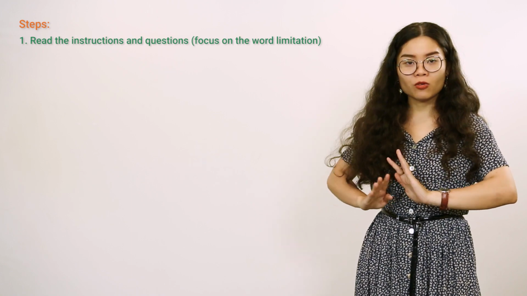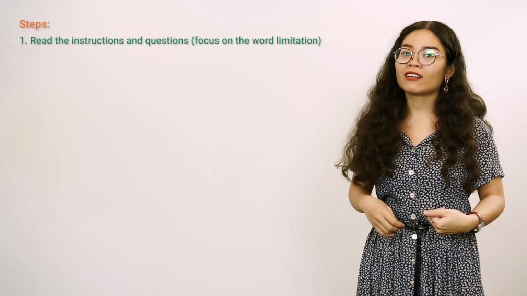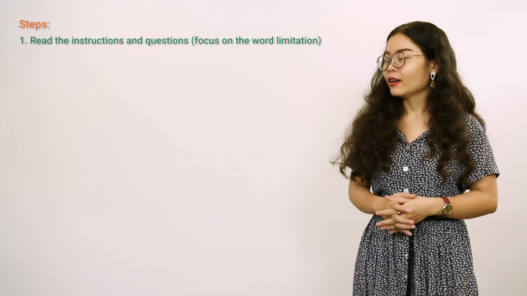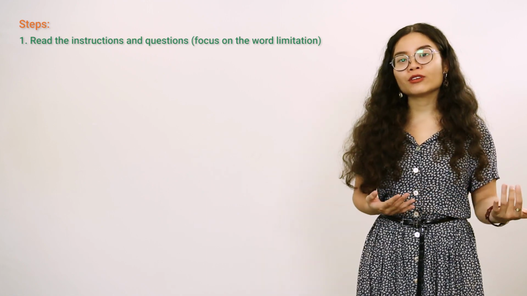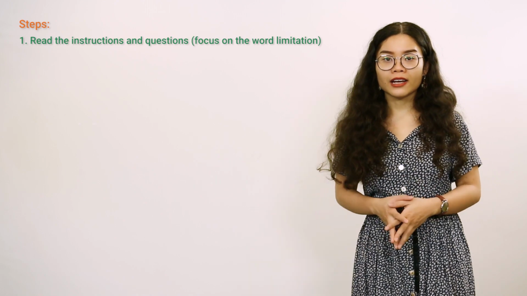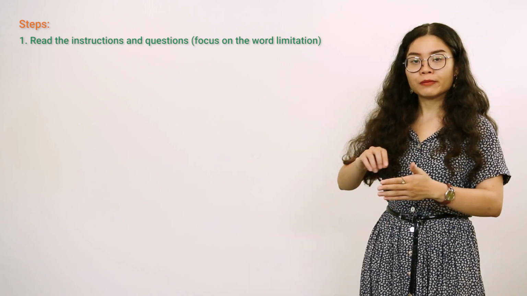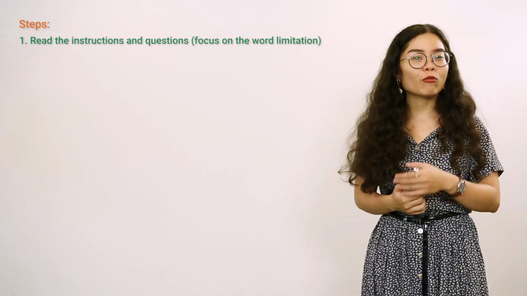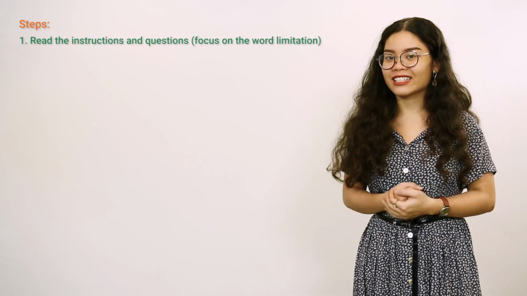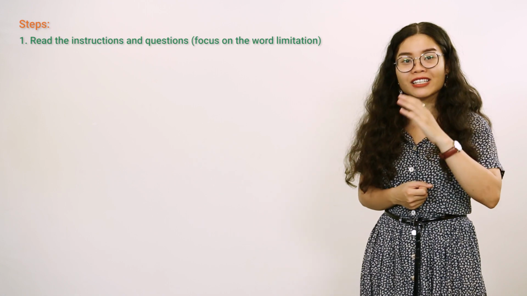First thing first, read the instructions. Always read the instructions, as well as the questions if needed. So you can see in the instructions, you write no more than 3 words and a number. Now you already know what kind of limitation you are going to follow when writing down your answers. So always remember this step whenever you do the listening test. Always read the instructions carefully.